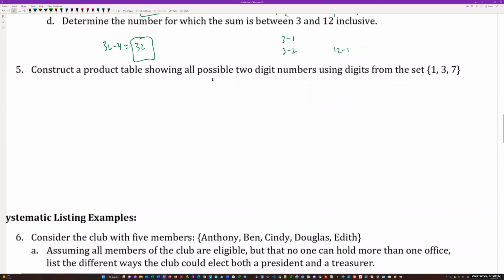It says construct a product table showing all the possible 2-digit numbers you can use from the following set. First of all, how many 2-digit numbers could we select? And then what are all of them? If it was this stuff here.